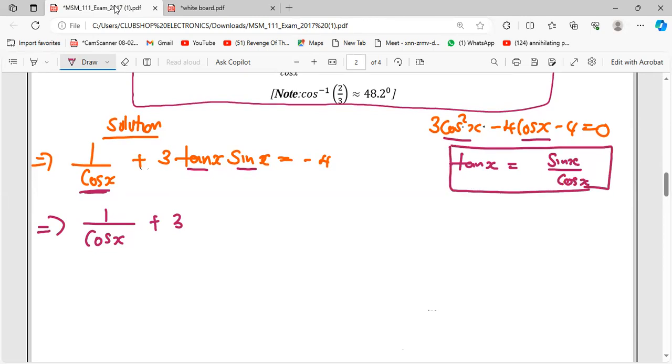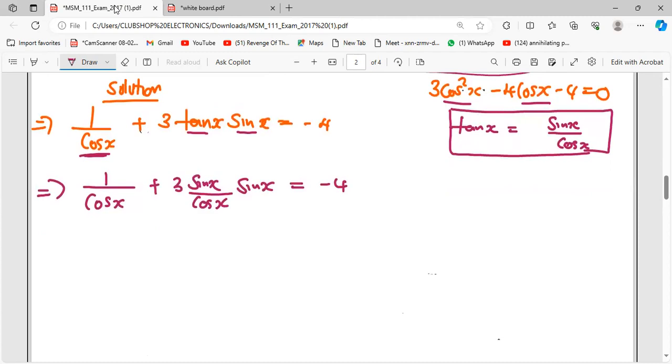So this simply means that we have 1 over cos x plus 3 times sin x divided by cos x times sin x is equal to negative 4. Now, this is a multiplication sign. You can even introduce a 1 and say we maintain 1 divided by cos x plus 3. When you multiply sin x by sin x, you have got sin squared x divided by cos x, and this is equal to negative 4.